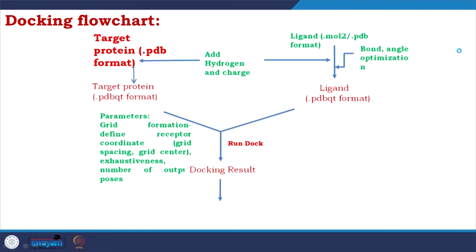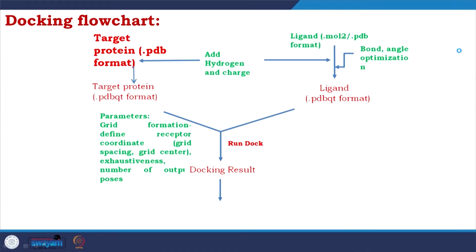So, this is the flow chart to give you a simplistic idea of docking. This is not a bioinformatics course, so I could go into details, but I will only talk about it so that you could do that. You have the target protein, which would be present in .pdb format, and I am sure now you understand what .pdb is. The ligand should be in .mol2 or .pdb format. First, you have to add hydrogen and charge. When you add hydrogen and charge, both protein and ligand would become .pdbqt. This is very important because docking works only when they are in .pdbqt format. .pdbqt is a docking specific format.